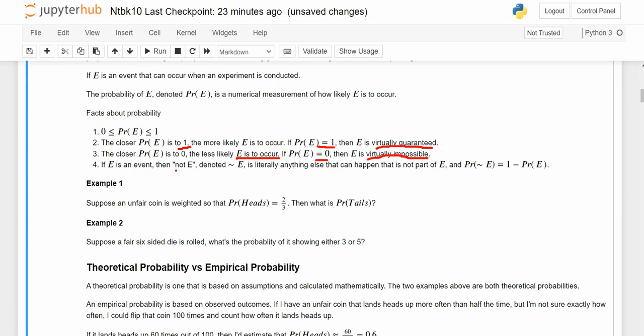And then we talk about this not E. And this is like if the chance of rain is 30%, then the chance of not rain is 70%. Let's assume that the weather guy did get it right this time. If the probability of rain is in fact 30%, then the probability of it not raining should be 70%. And again, it's just 1 minus the probability of the event. Okay, so you can look at these, and they also describe what I just did about theoretical probability versus empirical probability. Take a look at that, but let's jump on down.